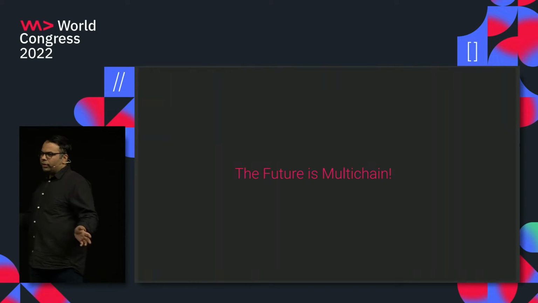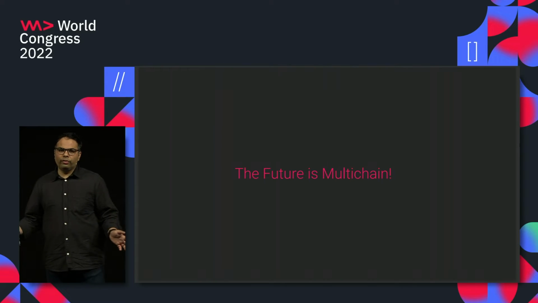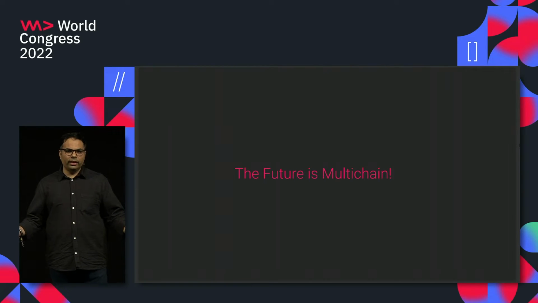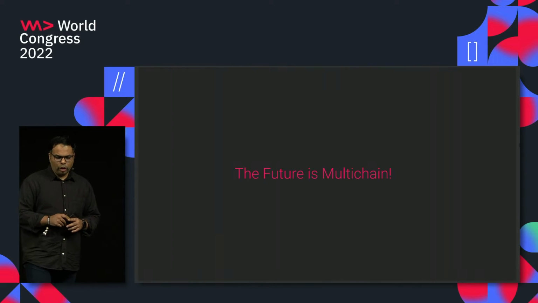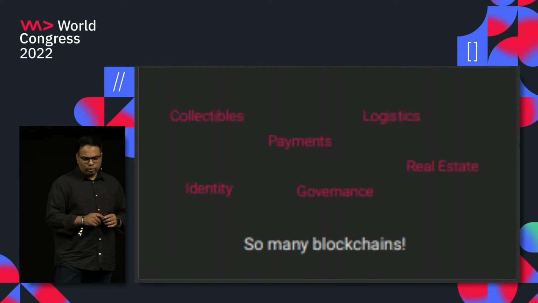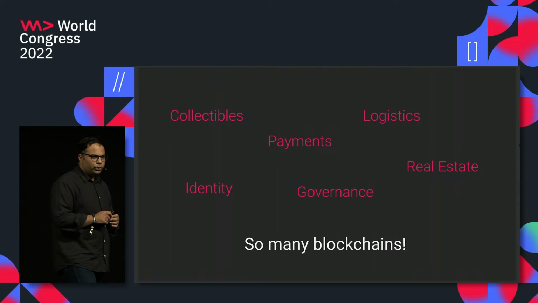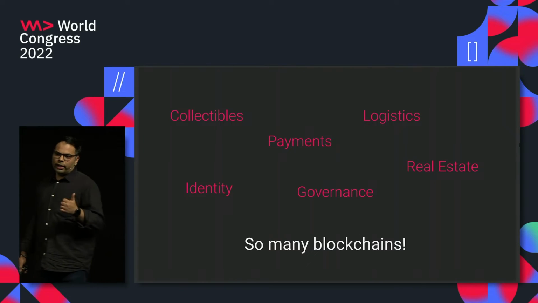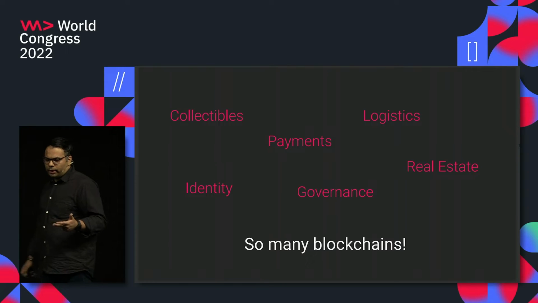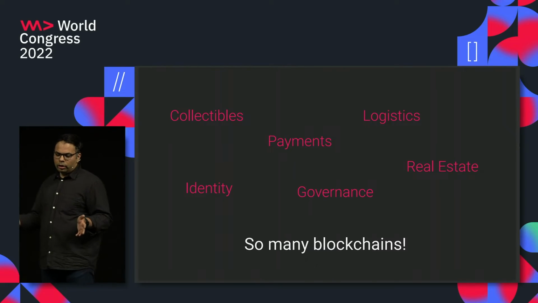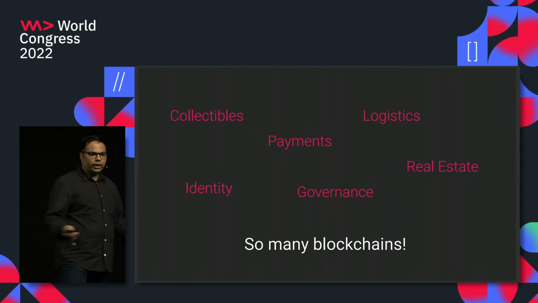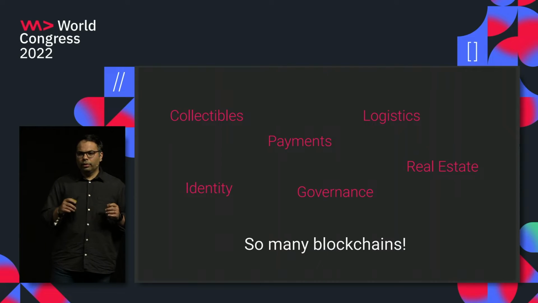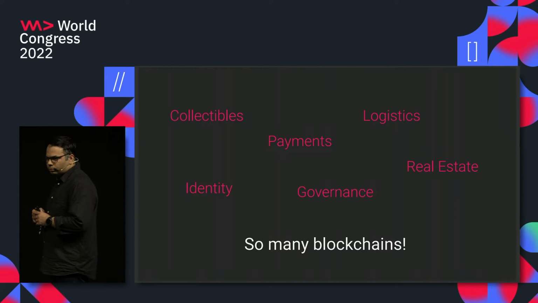And because all of these different kinds of use cases require different kinds of blockchains, we can safely say that the future is multi-chain. We will require all these different blockchains to work on different optimized use cases. When we say the future is multi-chain, we see there are so many blockchains built for different kinds of use cases. You have blockchains built for collectibles or NFTs. You have blockchains built for payments, which is Bitcoin. You have blockchains built for logistics, real estate, governance, DAOs, identity, and so on. There are all of these different kinds of blockchains out there right now solving different kinds of use cases.